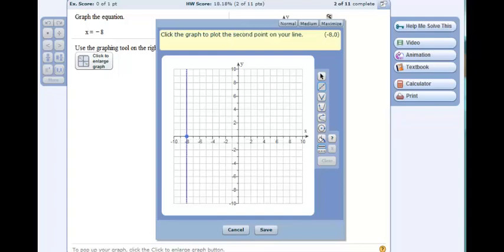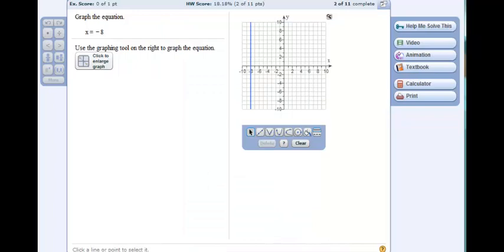Now, where do I put my second point in this case? It does not matter. I can put it all the way up here on -8, 8.5, or I can put it all the way down here on -8, -7.5. It does not matter, as long as I have that vertical line, because x equals -8 means no matter what my y value is, it's going to be x equal -8. So this is our vertical line. So we're going to save it, and we're going to check it. And that's correct.